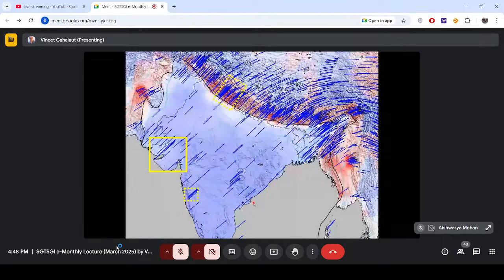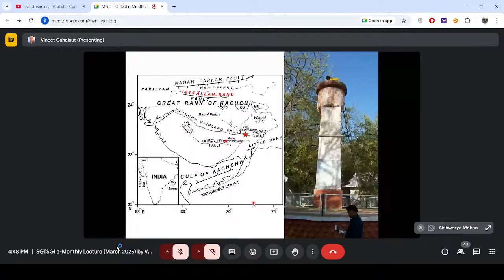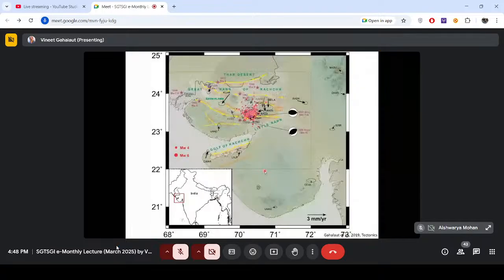So this is the region I'm talking about, and these are the vectors. We have almost 20 stations here. These stations are run by ISR, the Indian Seismological Research Center. Something I'm probably forgetting some word here.